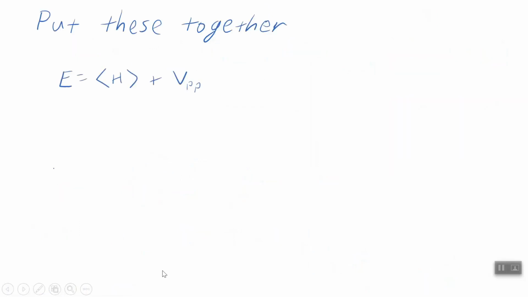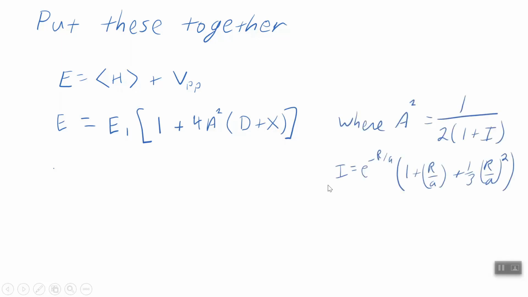Let's put it all together. So insert it all in here. The expectation value of the Hamiltonian and that Coulombic repulsion of the protons. And after a lot of just algebraic simplification, you have this expression, where again a squared is the normalization, and it's 1 over 2 times 1 plus I, where I, that integral, was found to be this. That's the 3 pages of algebra integral result.